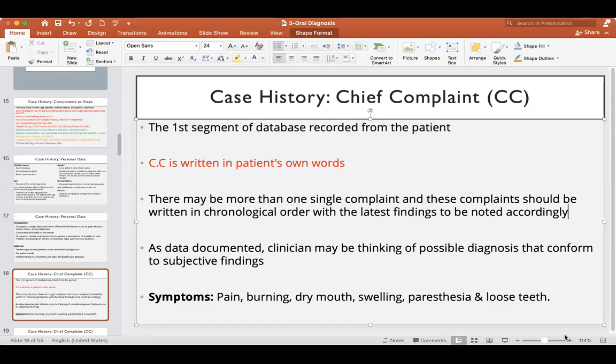Accordingly, yeah, it should be accordingly. Yeah, okay, let me just share it again. Yeah, so it should be accordingly, not first.